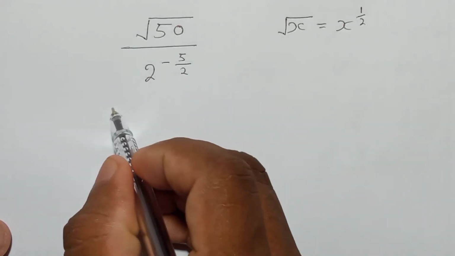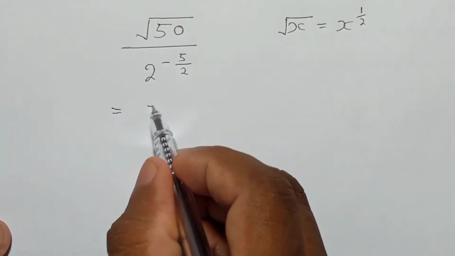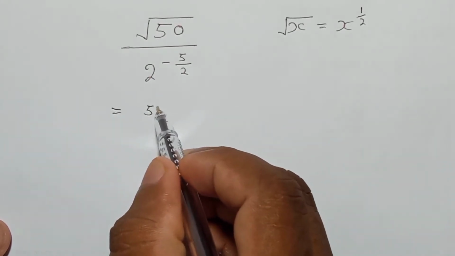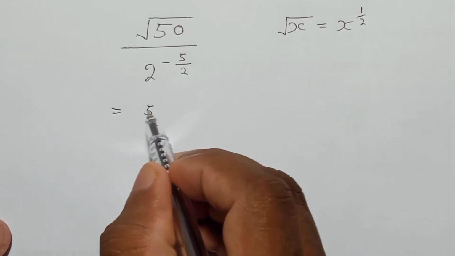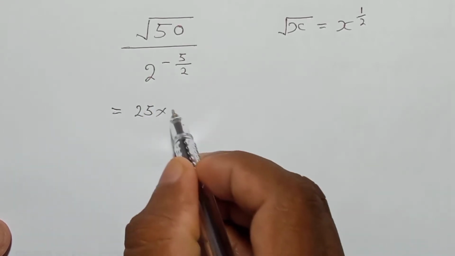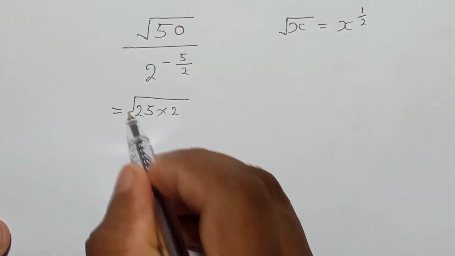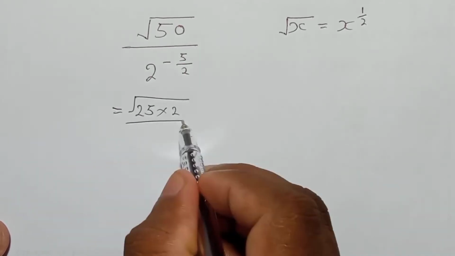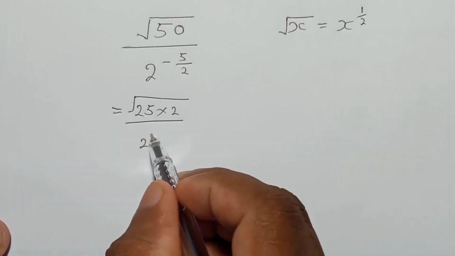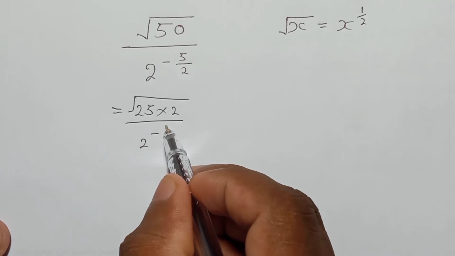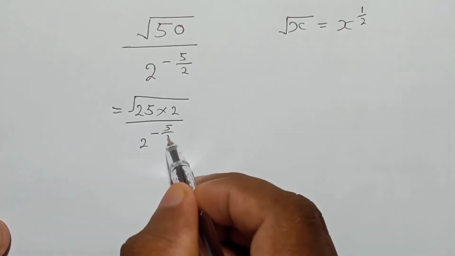That's the method that came to my mind. For the 50, I can write it like this. First of all, I will write 25 into 2, right? That's how we can know. 25 into 2 over the same thing, 2 to the power negative 5 over 2, right?